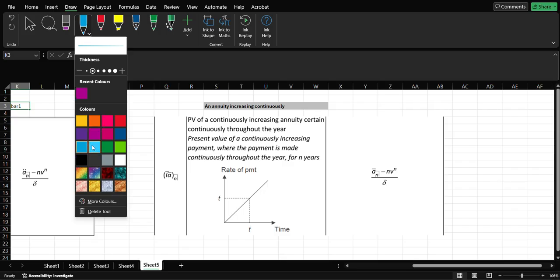I'm just discovering this drawing function here, and it's my first time using it, and it's very exciting.